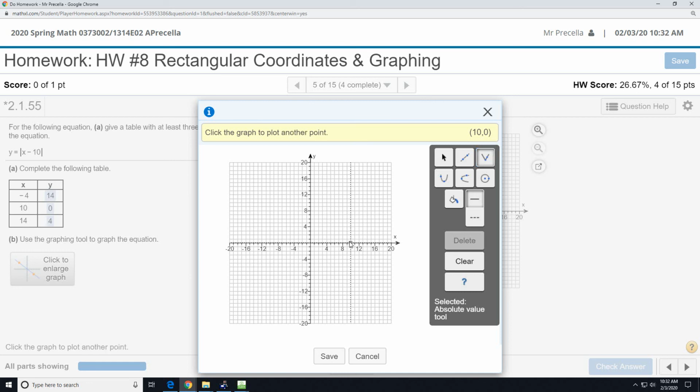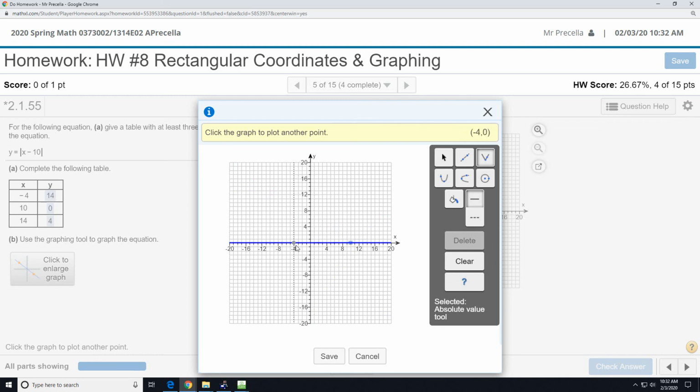click there. And if you just move your mouse around, you see every type of V-shaped figure opening up or down that has that vertex, the 10, 0. It now says, click the graph to plot another point. It doesn't care which point you plot. Just plot either the first or the second.